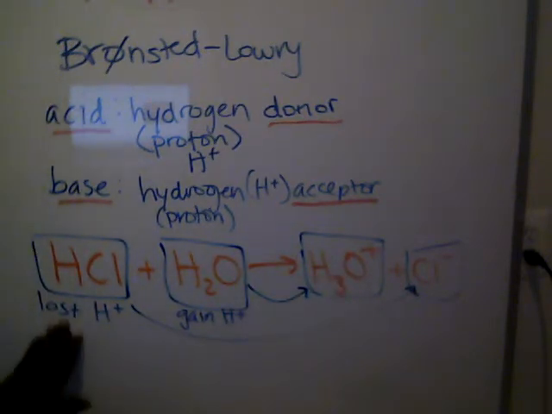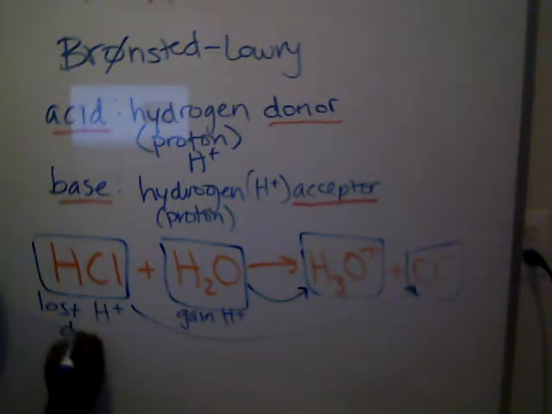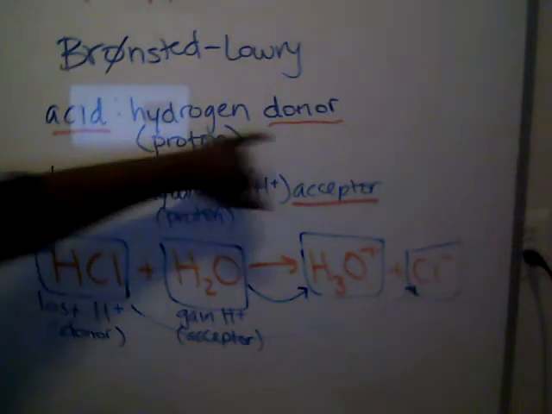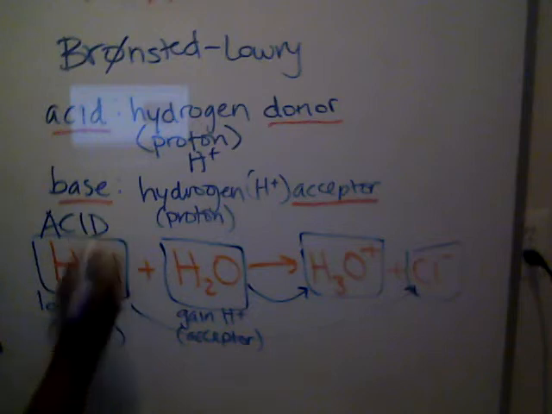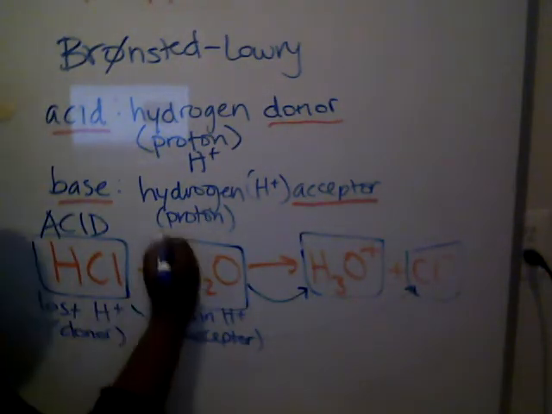Okay, so if something loses, that means this was the hydrogen donor. This was the donor, it lost the hydrogen. If something gains, this was the acceptor, it accepted it. Okay? According to Bronsted and Lowry, acids donate, so this guy HCl would be the acid. According to Bronsted and Lowry, bases accept hydrogens, so this guy would have been the base.